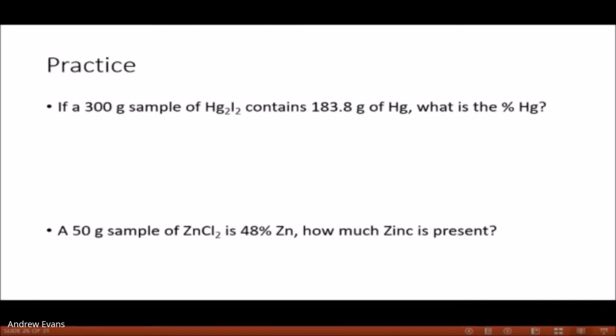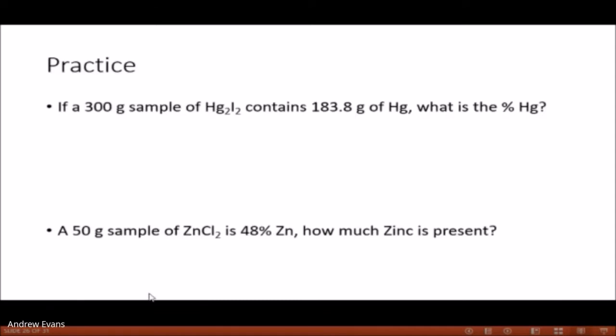Hypothetically, so working out this, 300 grams of mercury iodide contains 183 grams of mercury. What is the percent of mercury? And then also the next one, 50 grams of zinc chloride is 48% zinc. How much zinc is present? So looking at those.